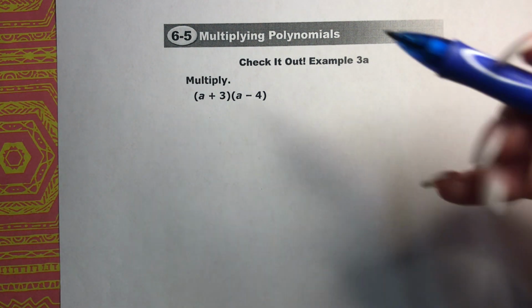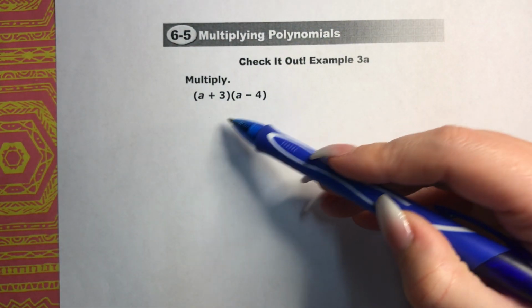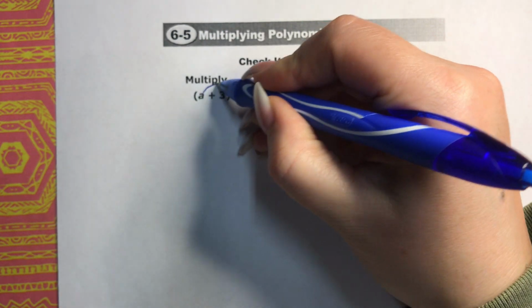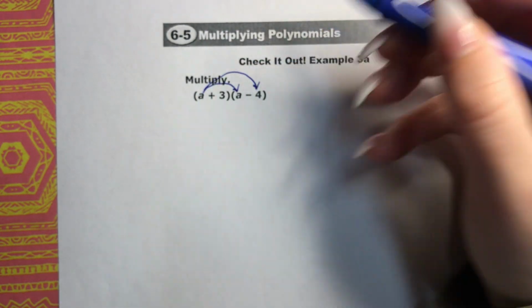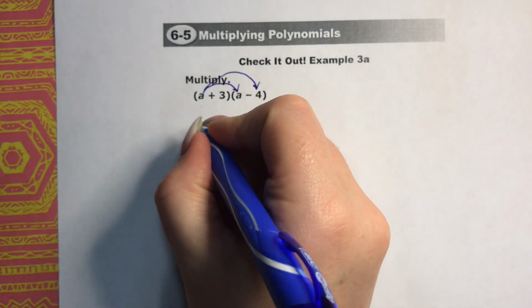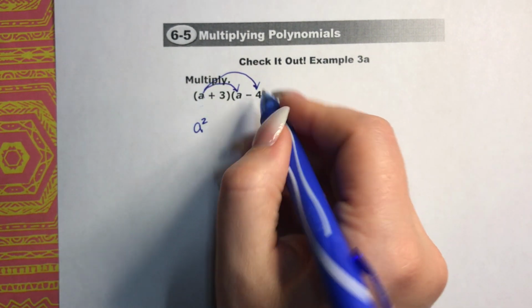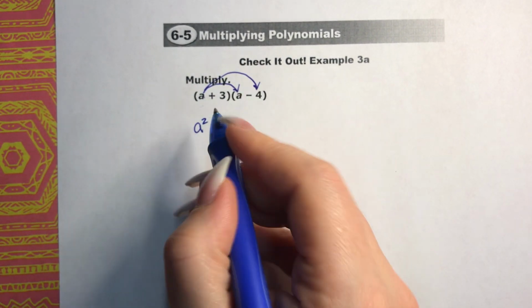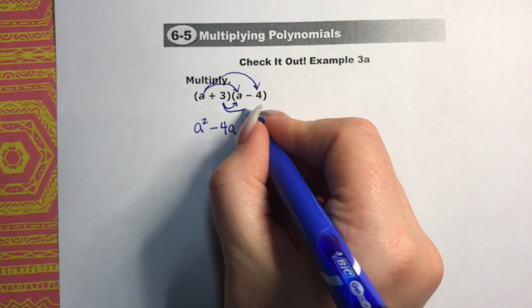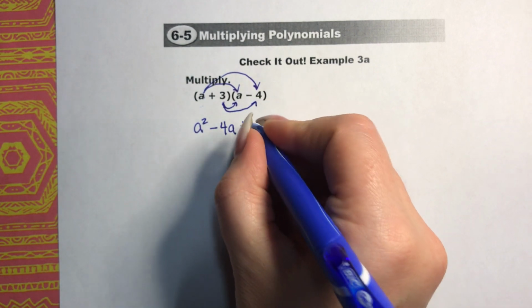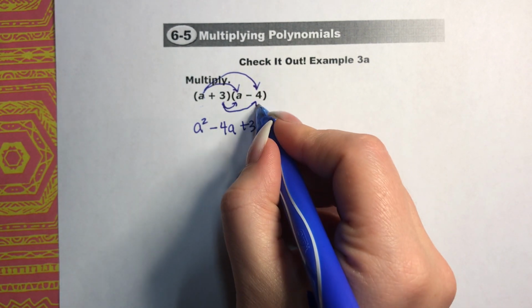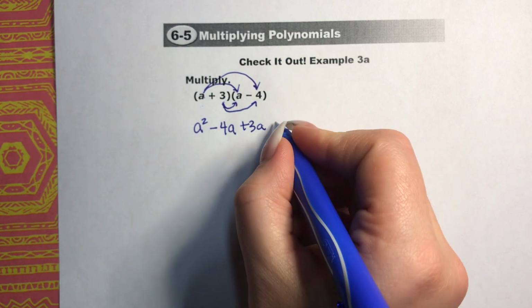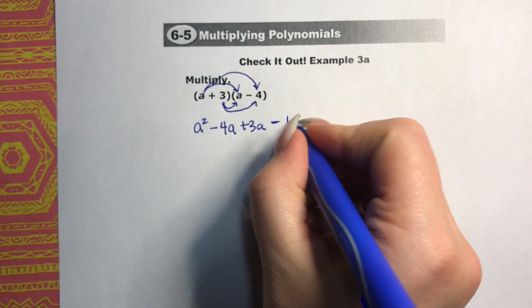Okay, let's see how you did on this first one. So multiplying binomials, I'm going to just take this a and distribute it to both. So a times a is a squared. A times a negative 4 would be a negative 4a. Then I'm going to distribute this 3 to both. I get 3 times a, which is a positive 3a, and 3 times a negative 4. Positive times a negative is a negative. 3 times 4 is 12.